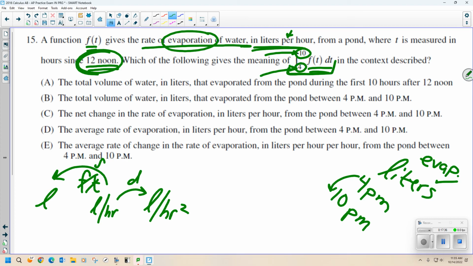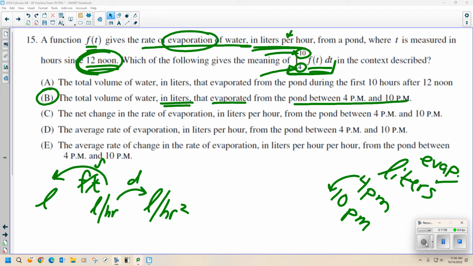Okay, and look at choice B, the total volume of water in liters that evaporated from the pond between 4 and 10 p.m. Boom. That's just an interpretation problem. No math needed whatsoever. Or I really should say no calculations needed whatsoever.